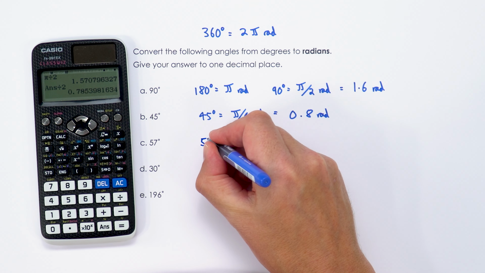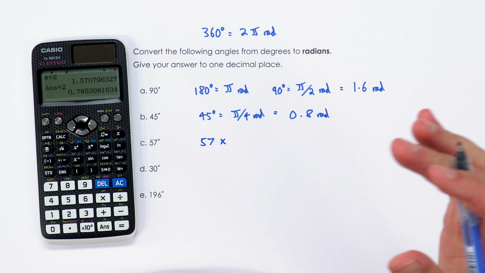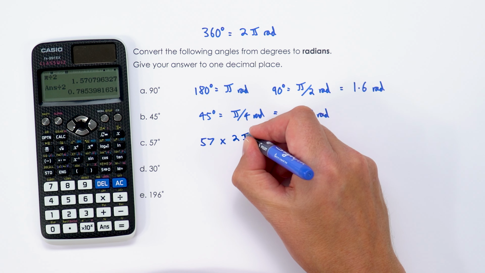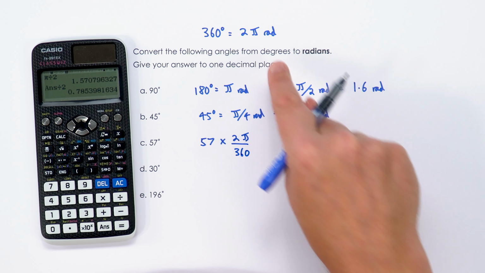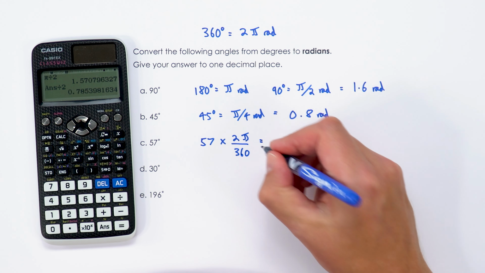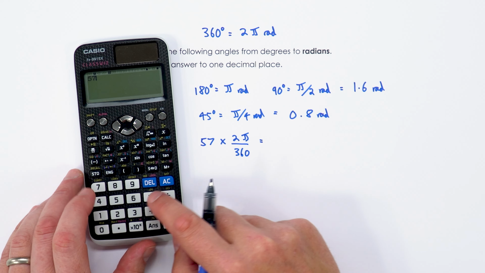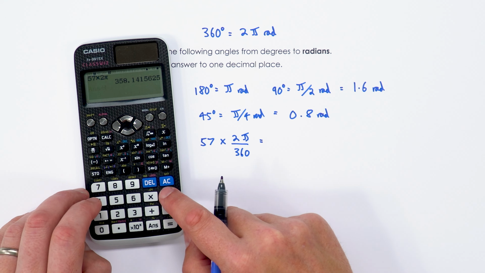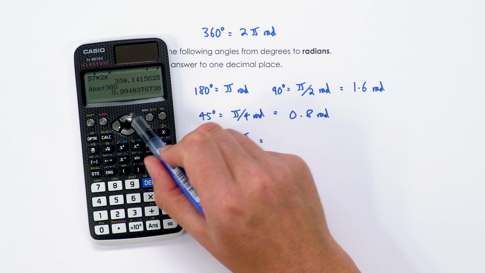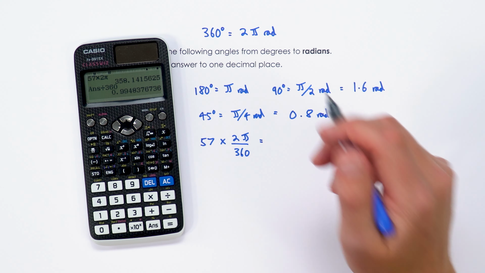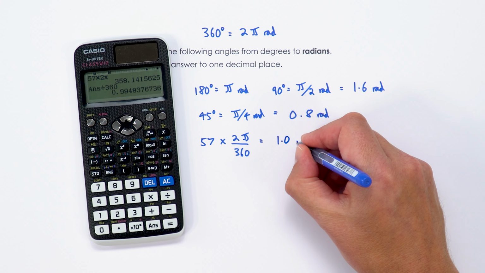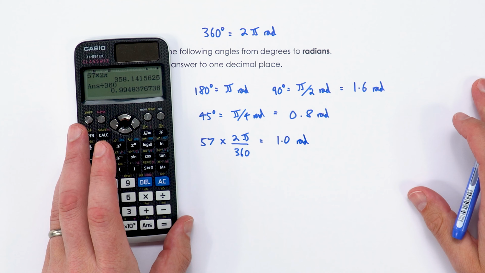Well, I've remembered that 1 radian is about 57.3 degrees, so I expect my answer to be somewhere equal to 1. But what we're going to do is take this number in degrees and multiply it by our conversion factor, which is equal to 2 pi over 360, based on the information we have up here. So all I need to do is take my angle, 57 degrees, multiply that by 2 pi, and then divide by 360 to get 0.9948, which I guess to one decimal place would be equal to 1.0 radians, the kind of number I expected.